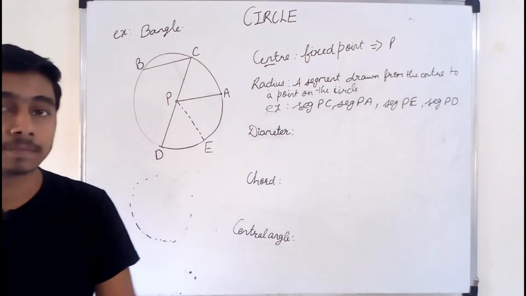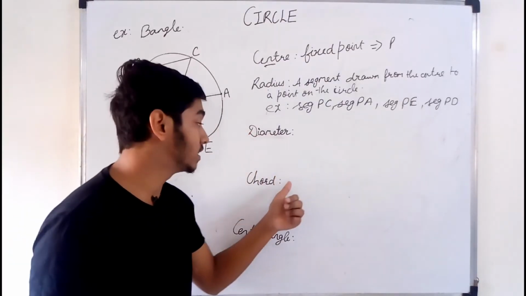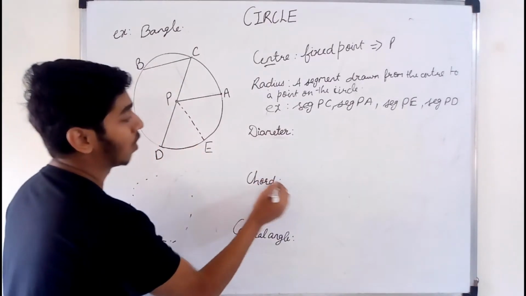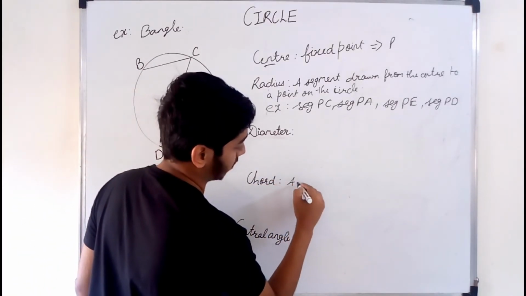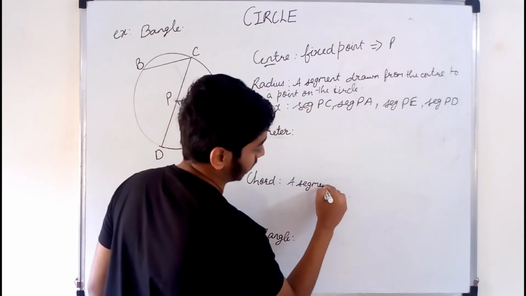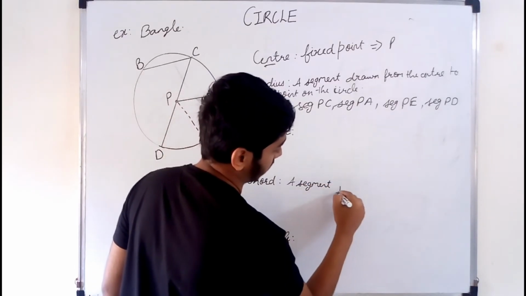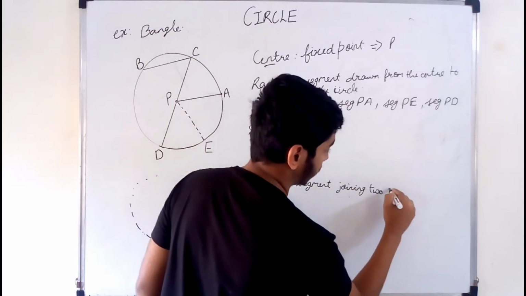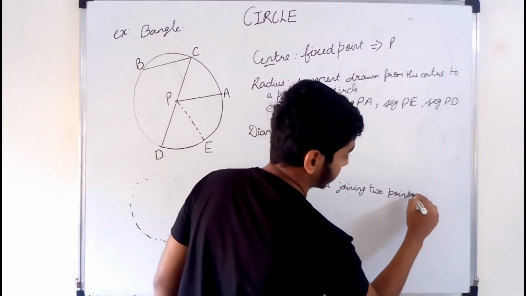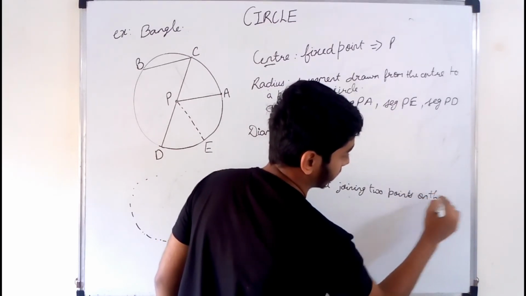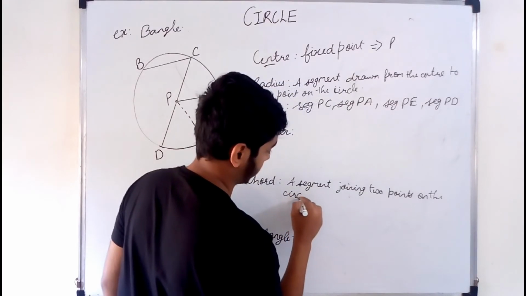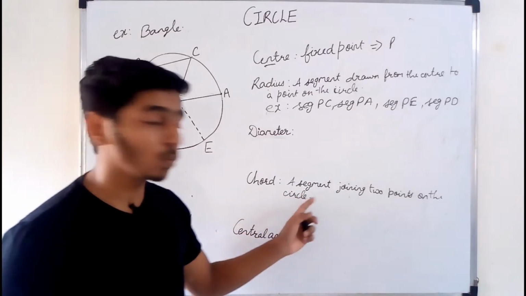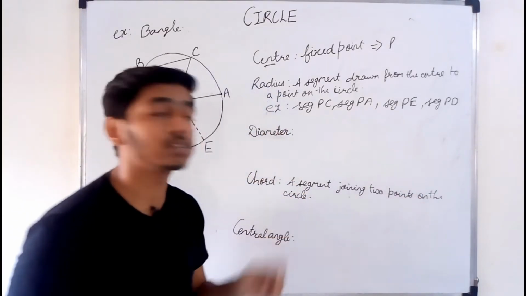Correct. See what is diameter. Okay, before starting with diameter, we'll see what is chord and then we'll get back to what is diameter. So a chord is a segment joining two points. So a chord is what? A segment joining 2 points on the circle.